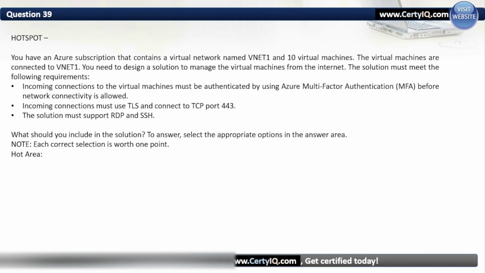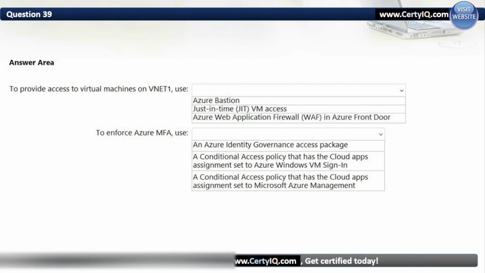What should you include in the solution? To answer, select the appropriate options in the answer area. Note, each correct selection is worth 1 point. To the answer area, to provide access to virtual machines on VNet1, use. The correct option is Azure Bastion. To the next statement, to enforce Azure MFA, use. The correct option is a conditional access policy that has the Cloud Apps assignment set to Azure Windows VM sign-in.